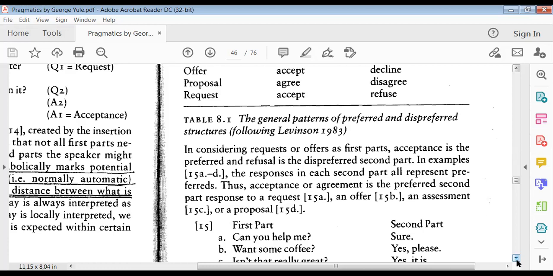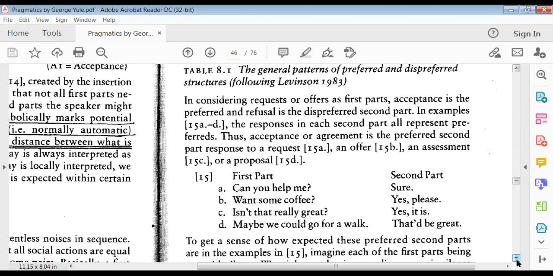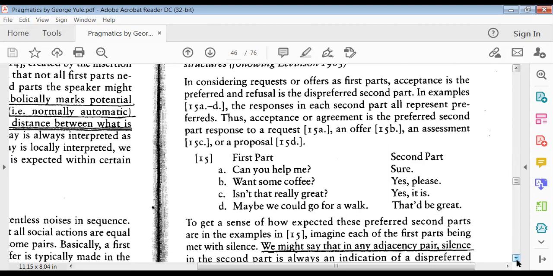Examples 15a to d, the responses in each second part all represent preferreds. Thus, acceptance or agreement is the preferred second part response to a request 15a, an offer 15b, an assessment 15c, or a proposal 15d. Look at them. Now, number one, can you help me? Sure. So sure here is the preferred second part. But is it the only possible response? No, we have dispreferred responses like no. And number b, want some coffee? And the more expected response is yes, please.